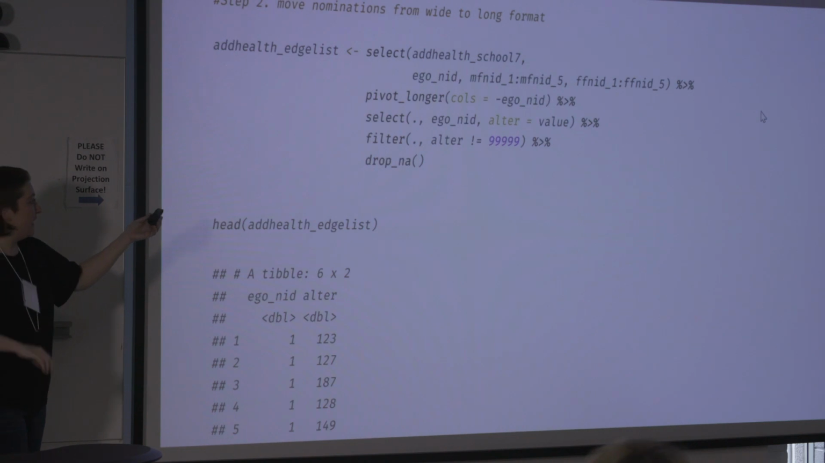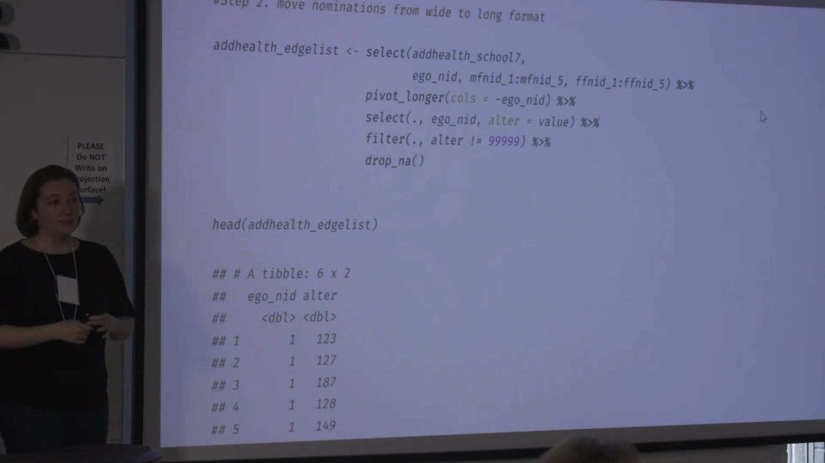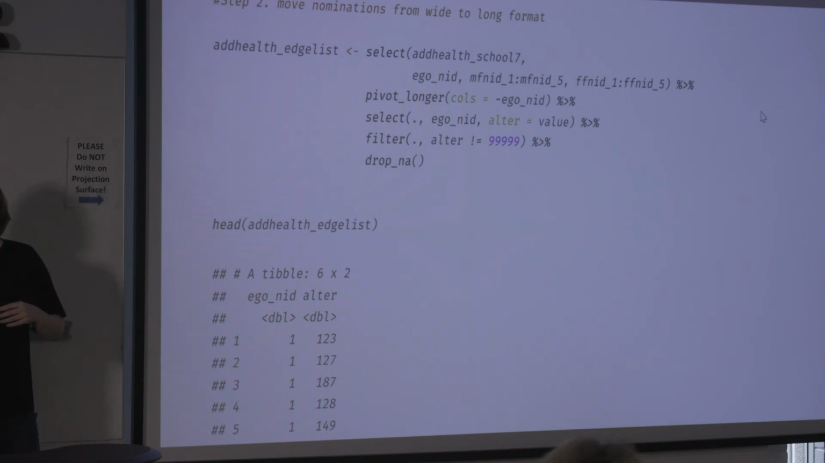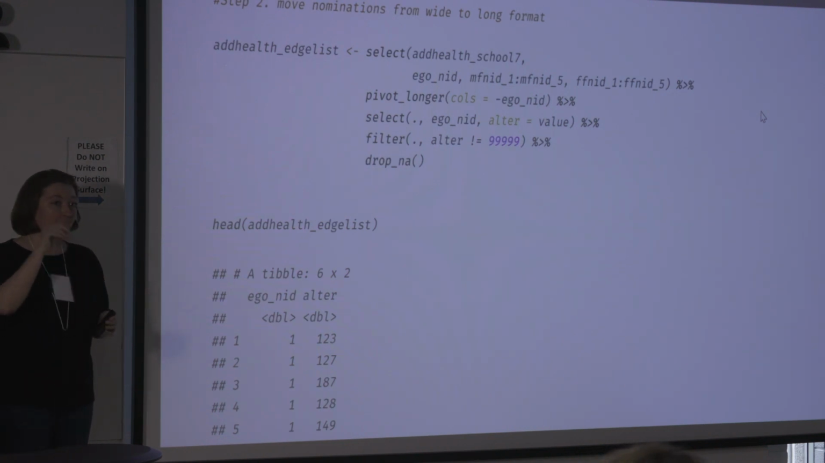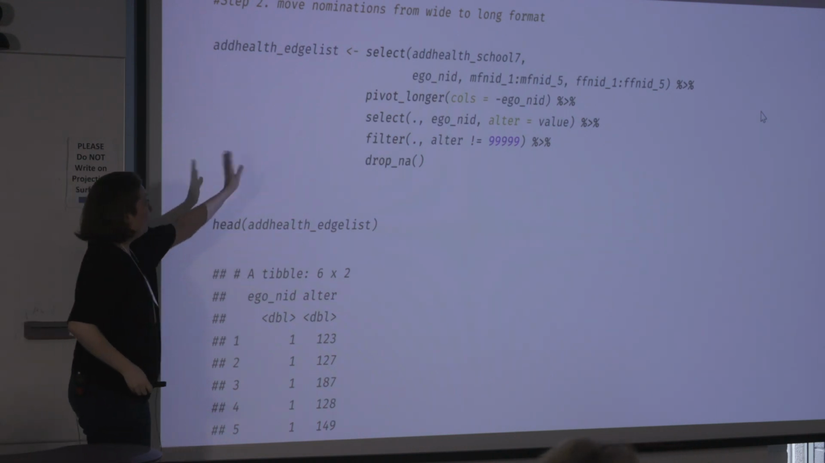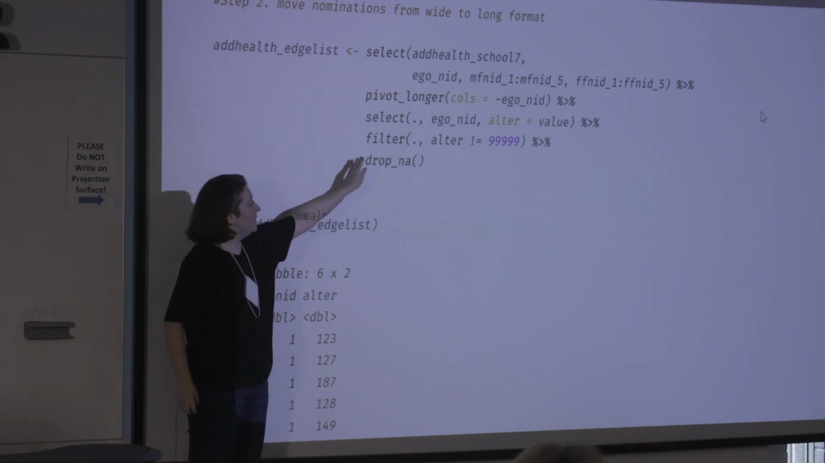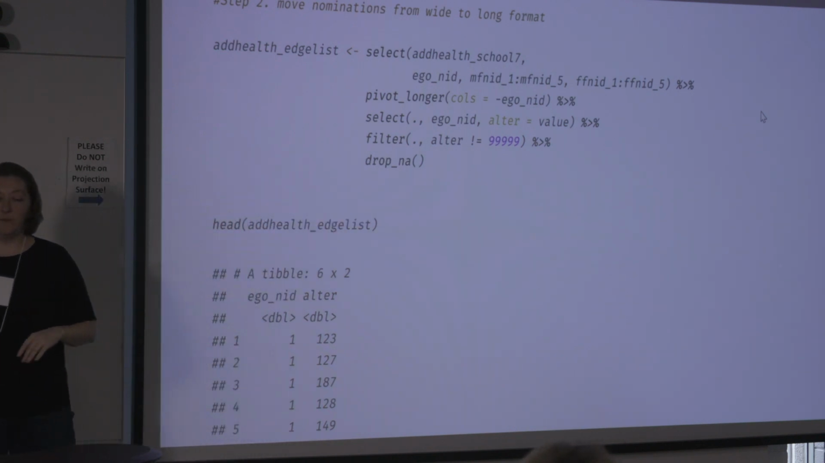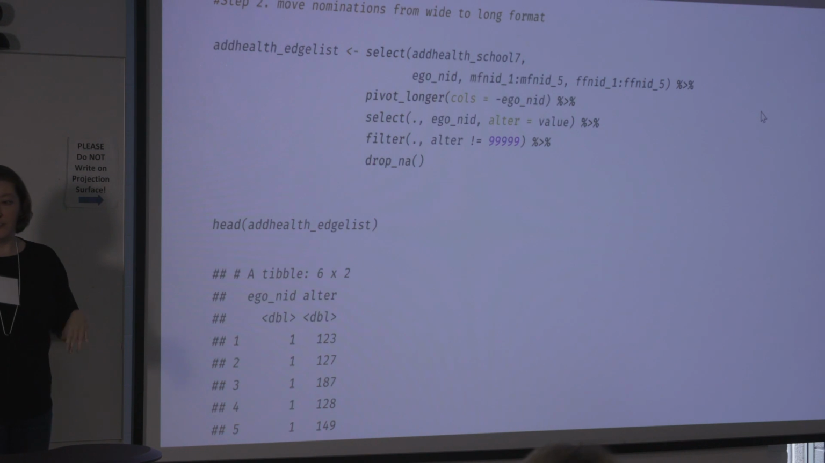And I'm just going to change that to alter, just for my own sake, since I know what that means. And lastly, I want to make sure that if you have any 999s or NAs, they'll still show up in the edge list. It'll just be adding more rows with your ego's ID and just NA or 99. And so I want to get rid of those. So I'm filtering out all of the alters that are equal to those 99s, and then I'm dropping any NA values from this edge list.